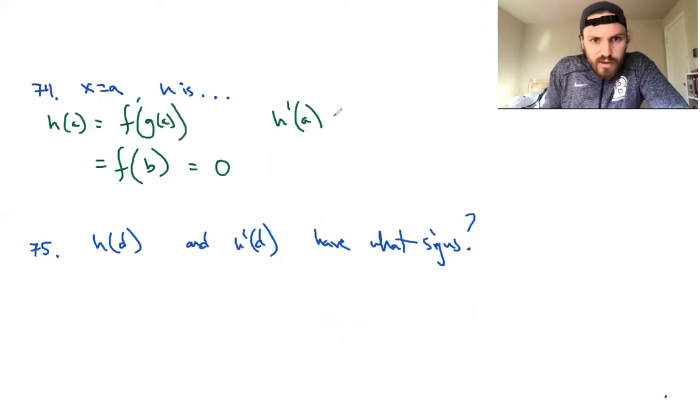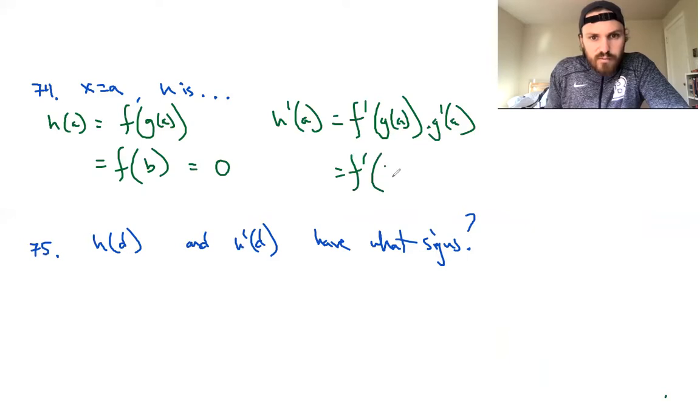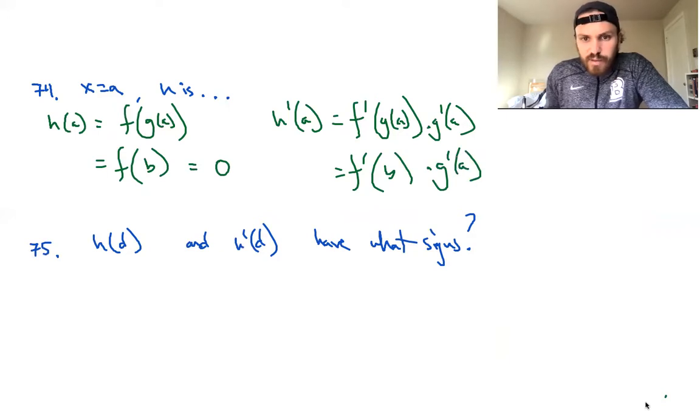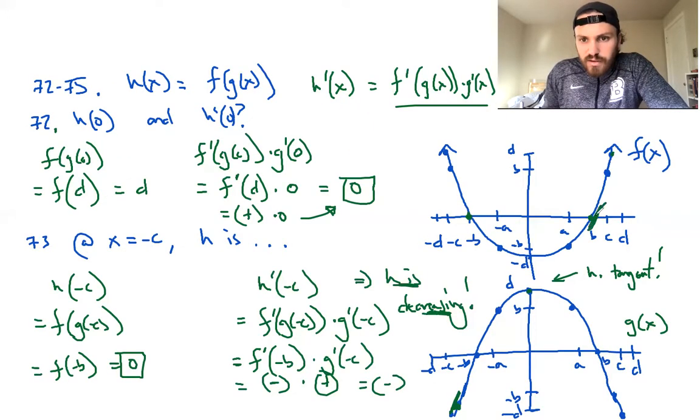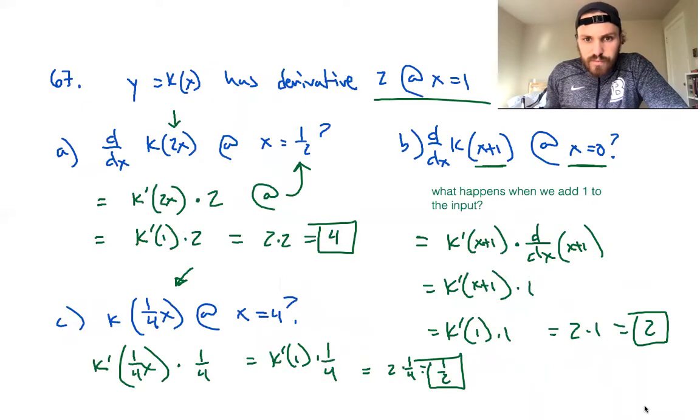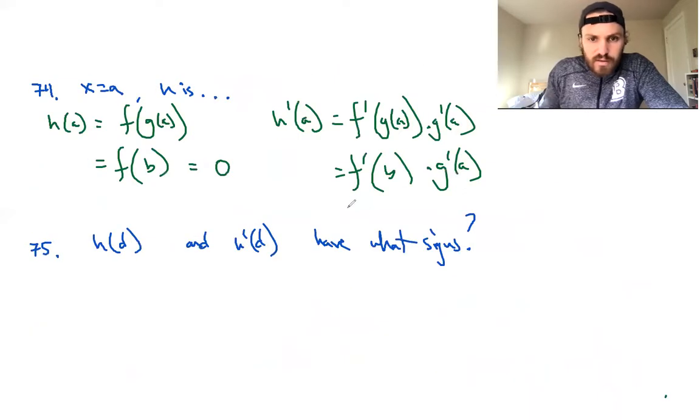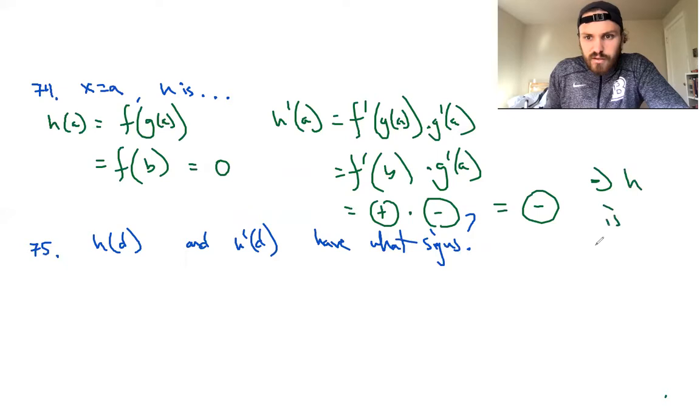And h prime of a should be f prime of g of a times g prime of a. And so that's f prime. Remember, g of a was b. We found that over here, times g prime of a. So let's find f prime of b. So f prime of b is going to be the slope here, which is positive, and g prime of a is going to be the slope here, which is negative. So we should have basically a positive times a negative, which is going to give us a negative, and thus we know that h is decreasing at x equals a. Okay.